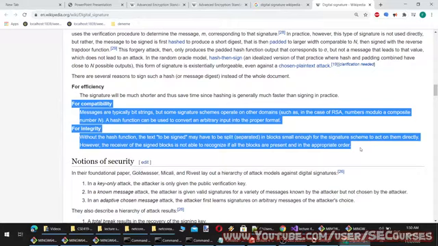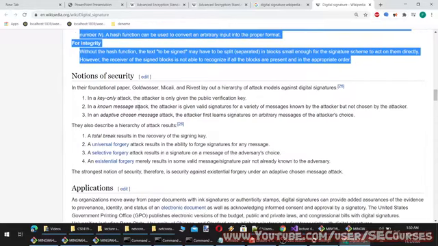For integrity, without the hash function, the text to be signed may have to be separated into blocks small enough for the signature scheme to act on them directly. However, the receiver of the signed blocks is not able to recognize if all the blocks are present and in the appropriate order.